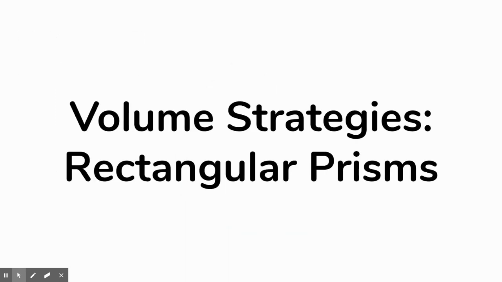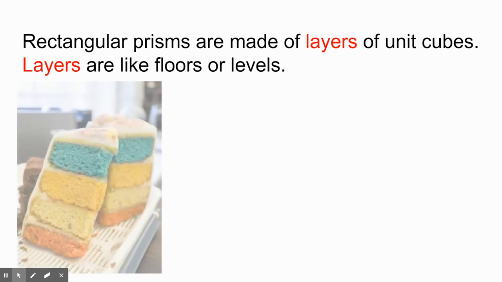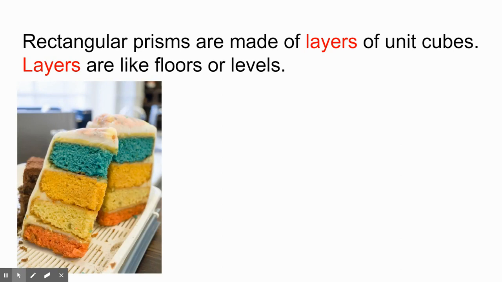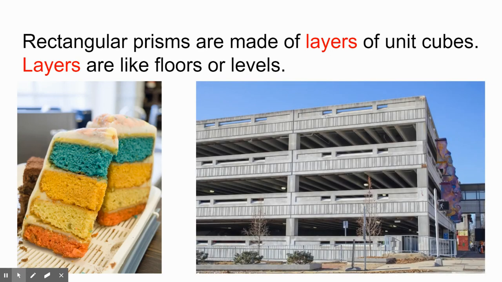Now we're going to talk about strategies for rectangular prisms. Again, rectangular prisms are made out of layers of unit cubes. If you missed the last lesson, layers are like floors or levels. Some examples that I shared last time were like this cake has 4 different layers. Each layer is a different color. You can also think of it like a parking garage that has different levels that you can park your car on. Each floor is a level. So when you build something out of unit cubes, it's going to be made out of layers of cubes.